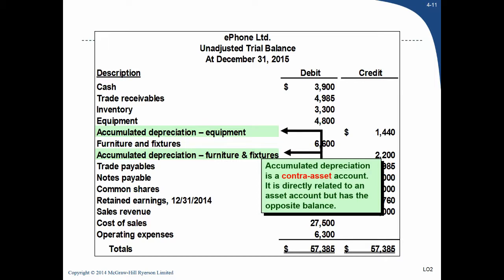Contra just means against, right? So you have these contra assets, and these are account balances that sit against another account. They're directly related. Okay, so the accumulated depreciation equipment is directly related to the equipment. And the accumulated depreciation furniture and fixtures is directly related to furniture and fixtures. You'll never see a contra asset account with a greater balance than its associated asset account. Okay, it can only have a contra balance up to the balance of the assets such that the net is zero. We'll show you what these accounts mean.